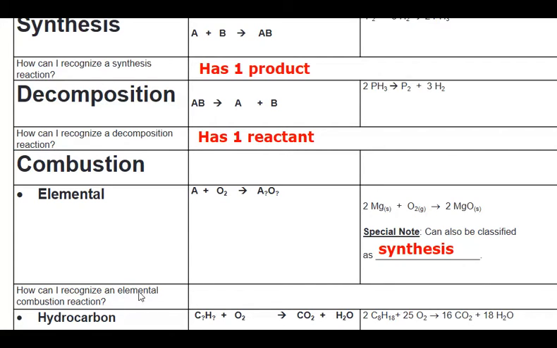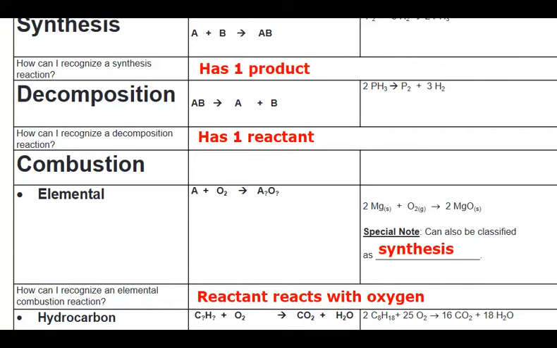How do I recognize that it has elemental combustion? It's going to be a reactant that reacts with oxygen. Remember, oxygen's a diatomic, that's why it's O2 here. Hydrocarbon combustion. So here I have a hydrocarbon which has hydrogen and carbon, and it reacts with oxygen. And if it's complete combustion, it's always going to give me CO2 and H2O. Here's a good example. So we've looked at types 1, 2, and 3.